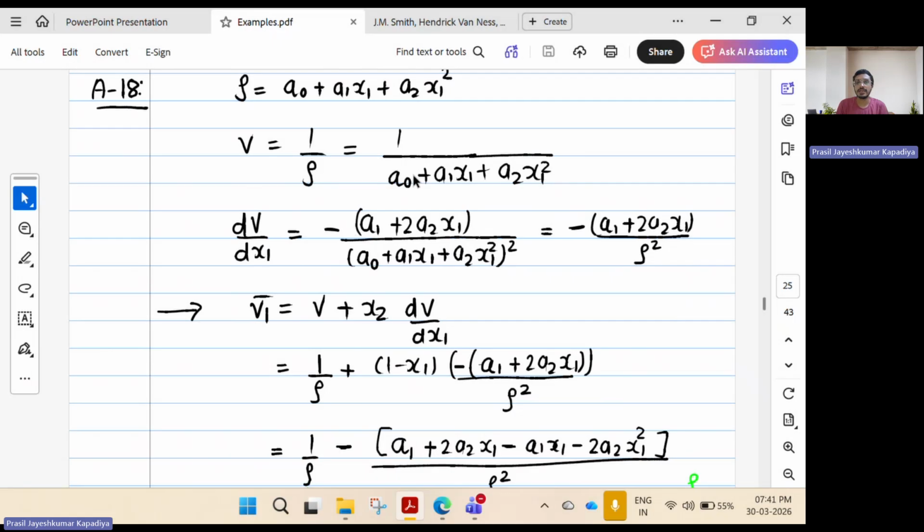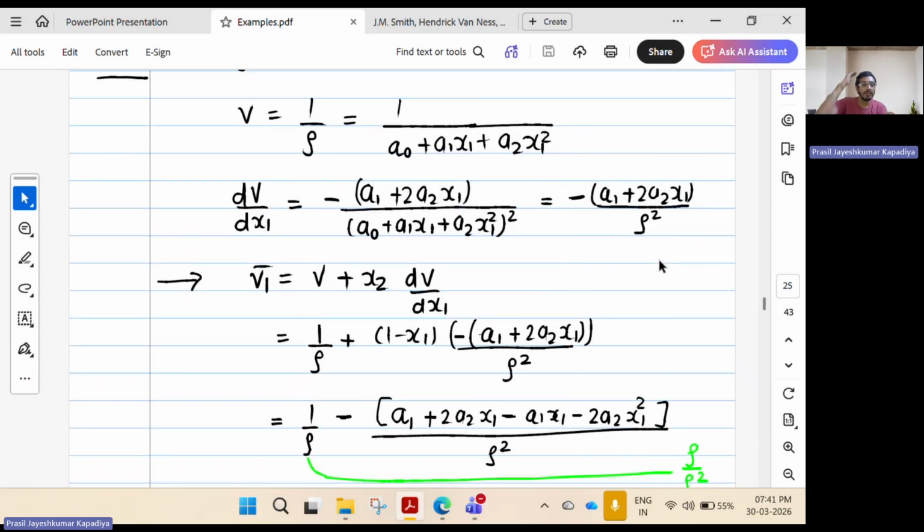Then a0 has no x1 term, so its differentiation is 0. a1 x1 differentiation will be a1. a2 x1 square will be 2 into a2 into x1. So it is nothing but minus of a1 plus 2 a2 x1 divided by rho square. This is rho, so rho square. Okay, so what is V1 bar? V1 bar is equal to v plus x2 dv dx1. So v is 1 by rho plus x2, which is 1 minus x1, times dv dx1, so minus a1 plus 2 a2 x1 divided by rho square.